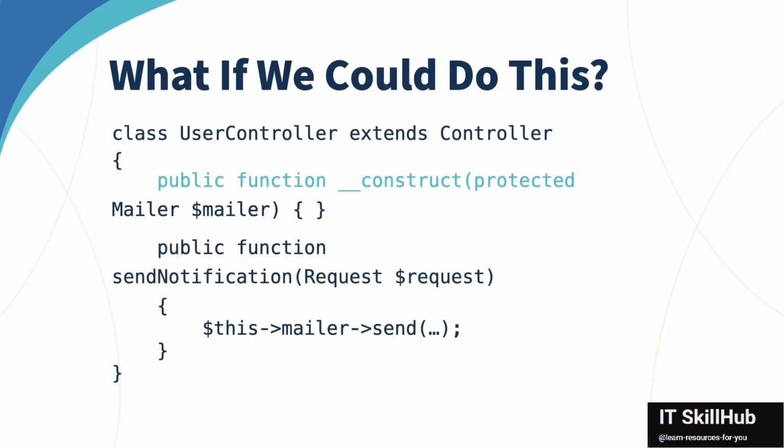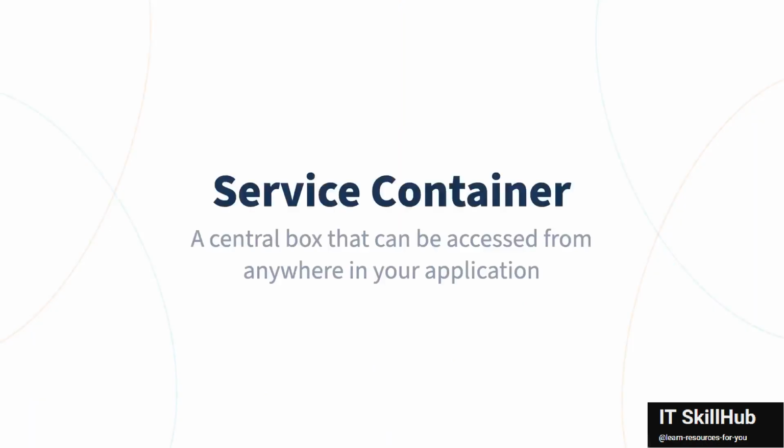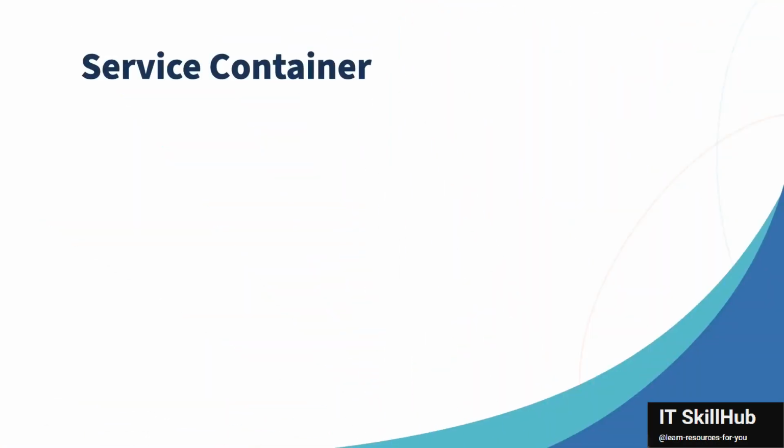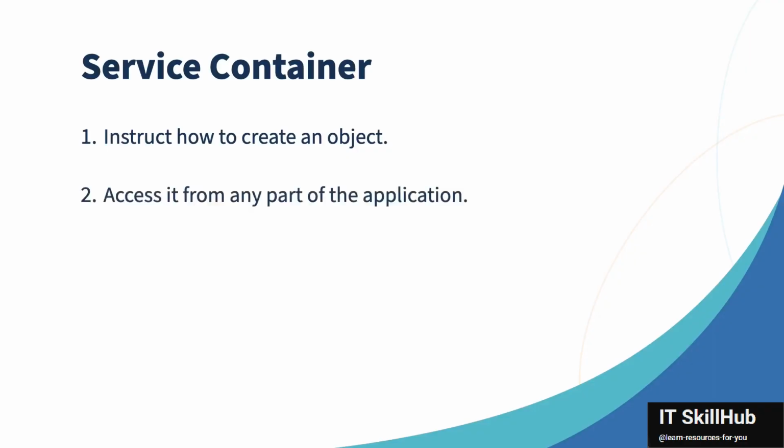Instead of creating the mailer object manually like this, what if you could do this? If you could just specify the mailer class as a dependency of the controller, and somehow an object gets created only when you need to use it. That's exactly what a service container does. It's like a central box that can be accessed from anywhere in your application. You can tell a service container how to create an object in a different part of the code. Think of this like putting something into the container, and later, whenever you need that object, like our mailer, in whichever part of your application, you can simply access that object without creating it again manually.